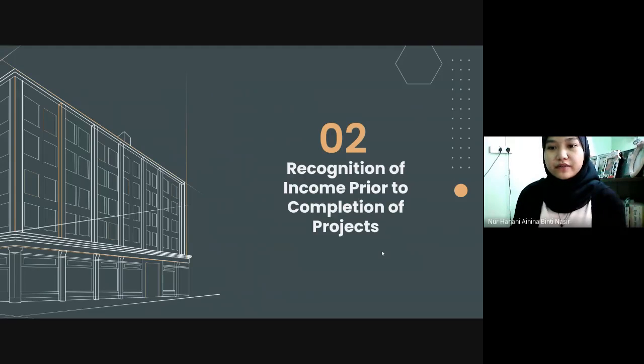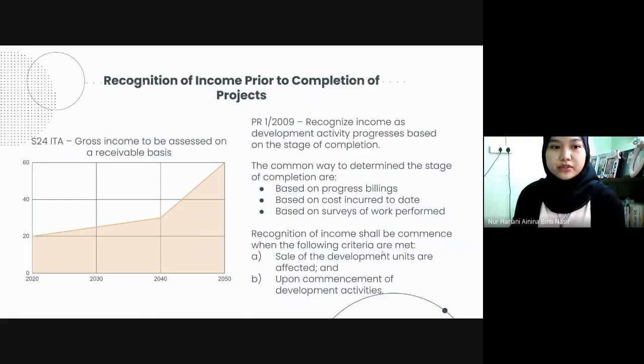Second is recognition of income prior to completion of projects. According to Section 24 ITA, the gross income of the property development project needs to be assessed on a receivable basis. But according to PR 1/2009, the income needs to be recognized as development activity progresses, based on the stage of completion. The common ways to determine the stage of completion are based on progress billings, based on costs incurred to date, and based on surveys of work performed.